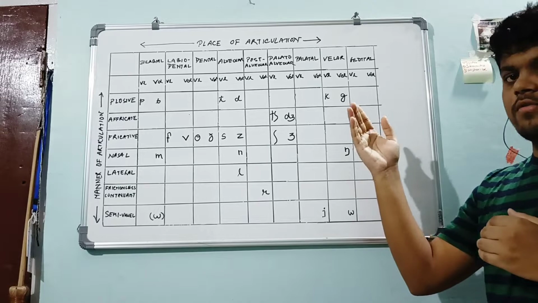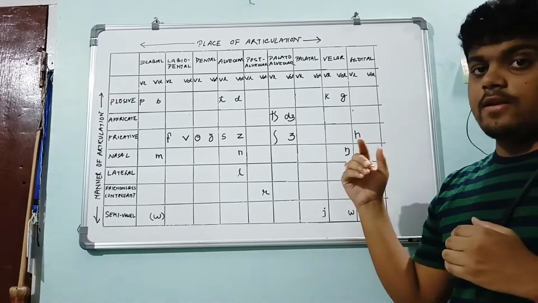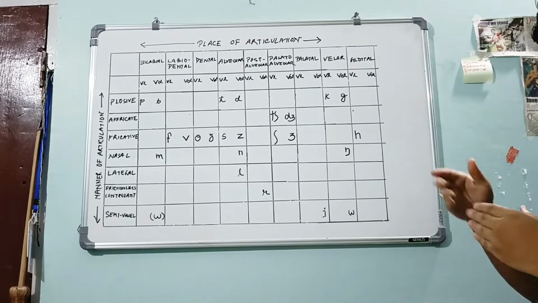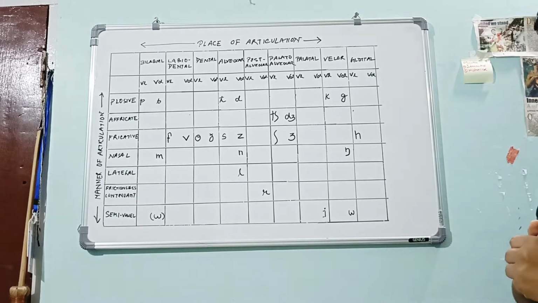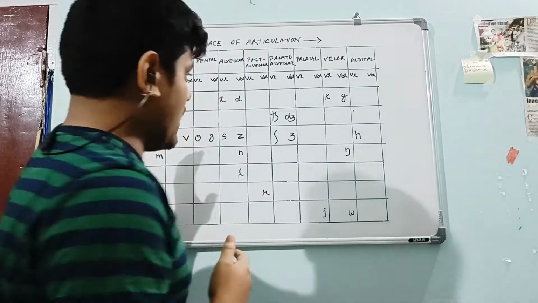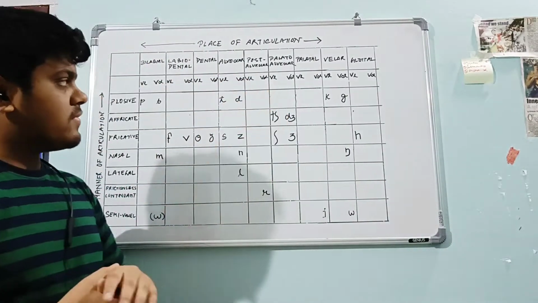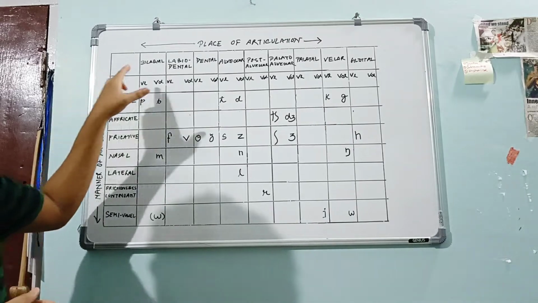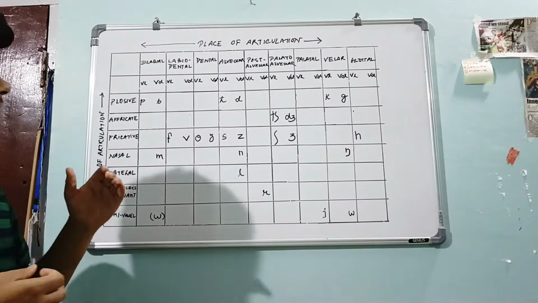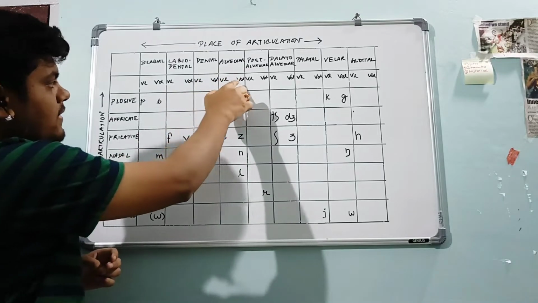And at last we have the glottal sounds. Glottal sounds are produced in the glottis. The glottis is itself an area where these sounds are produced. In English we have ha as in home, house. So this is the glottal sound ha. So these are the consonant sounds in English, and these are the places of articulation. If I can show you here, this is VL, VD, VL, VD, VL, VD, VL, VD.